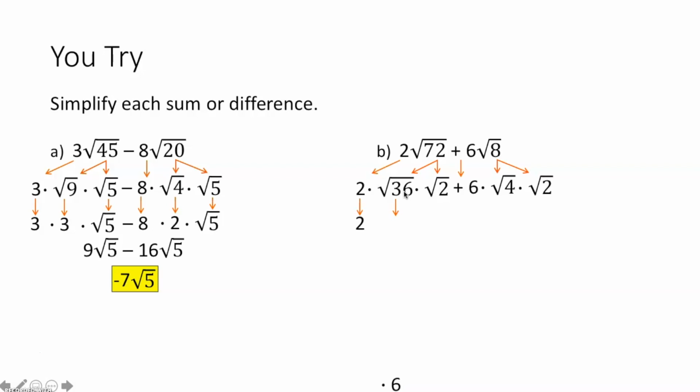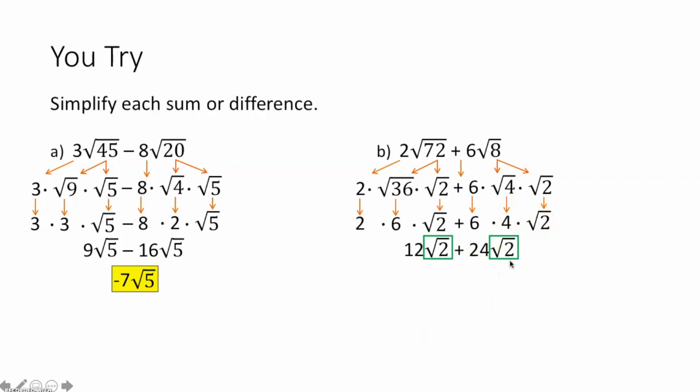So the square root of 36 is 6. Rad 2 stays rad 2. The plus 6 we leave out front of this radical over here. And then the square root of 4 we know is 2. And then rad 2, can't break that up any further, just leave it rad 2. Now we simplify. 2 times 6 times rad 2 is going to be 12 rad 2. On this side, 6 times 4 times rad 2 is 24 rad 2.